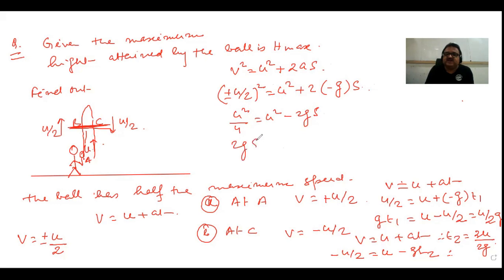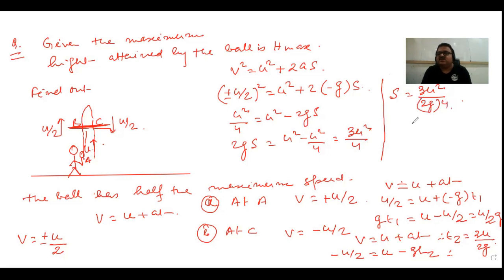So 2gs is equal to what? u square by 4, that is 3u square by 4. Okay. Now s is equal to, therefore, 3u square by 2g. Correct? Clear? Now, what is the formula for maximum height?